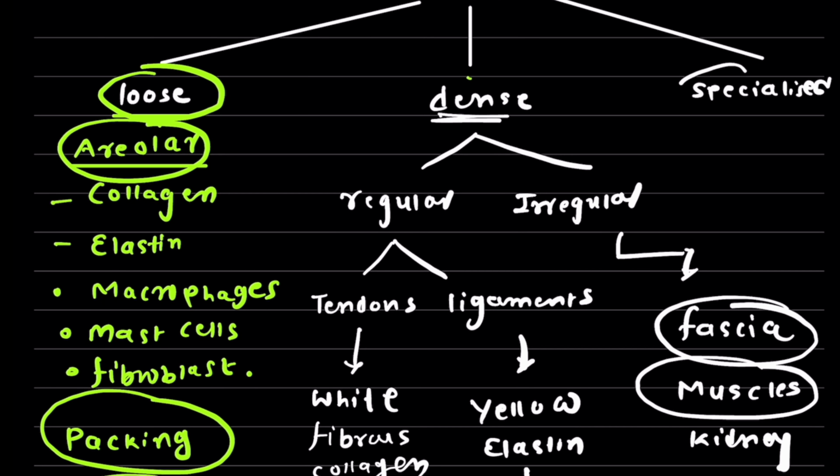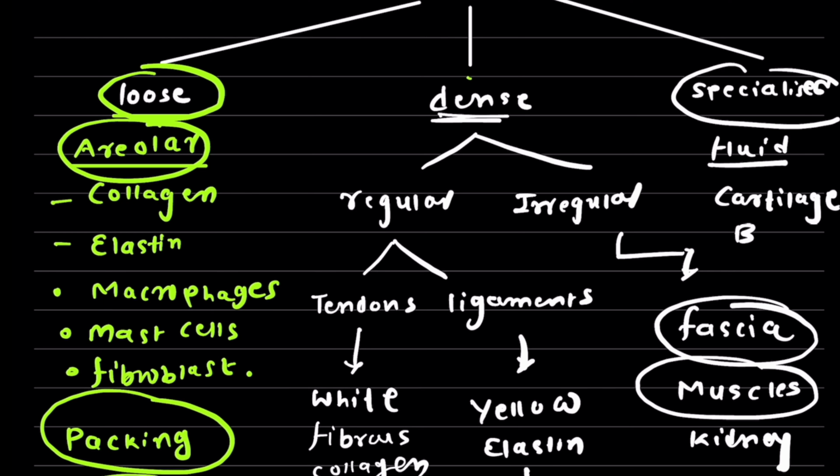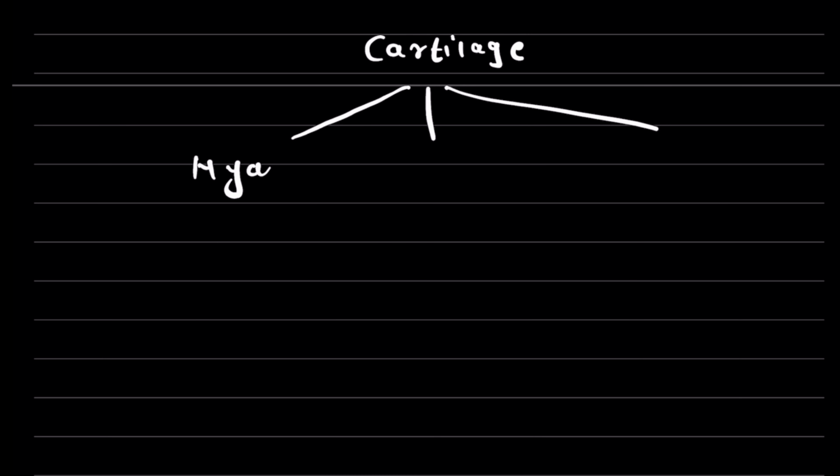Specialized connective tissue, for example fluid connective tissue, comprises cartilage, bone and blood. The different types of cartilage present in our body: hyaline cartilage, white fibrous cartilage and elastic cartilage. What are the differences between white fibrous, hyaline and elastic?